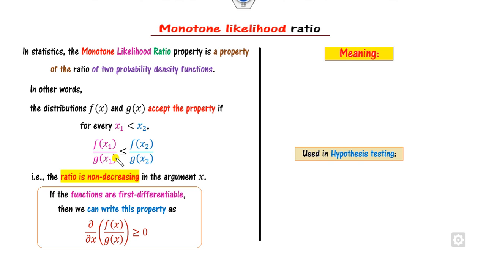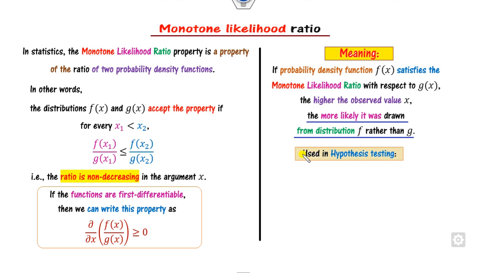What is the meaning of this ratio and how can we use it in hypothesis testing? If the probability density function f of x satisfies this monotone likelihood ratio property with respect to another function g of x, what is the meaning of that? Whenever you increase the value of x, more information is taken from f rather than g. That's why we say that f of x satisfies the monotone likelihood ratio property. If you are increasing the value of x, then the information about the distribution is taken from f rather than g.